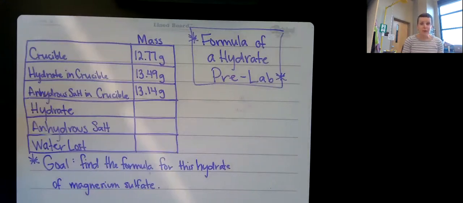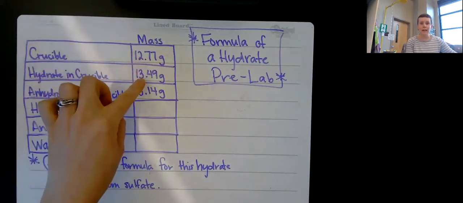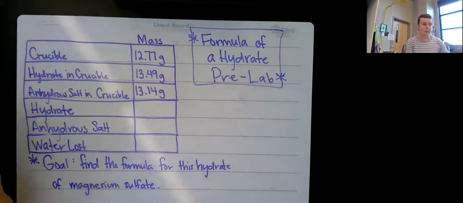Okay, so the goal for this lab, this is a PreLab, is to find a formula for this hydrate of magnesium sulfate. What we have, this data, is a student weighs a crucible, then they put some hydrate in the crucible. So hydrate in the crucible weighs more than the crucible. That should make sense because you've just added hydrate to it. So now it's got a compound in there and it's heavier.